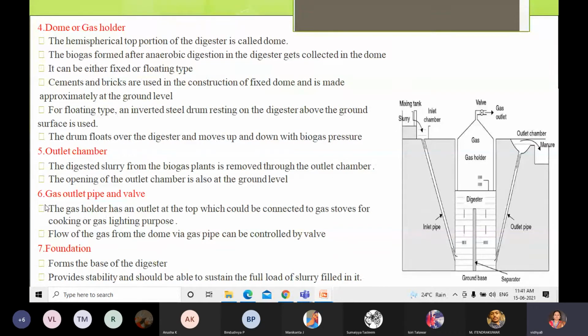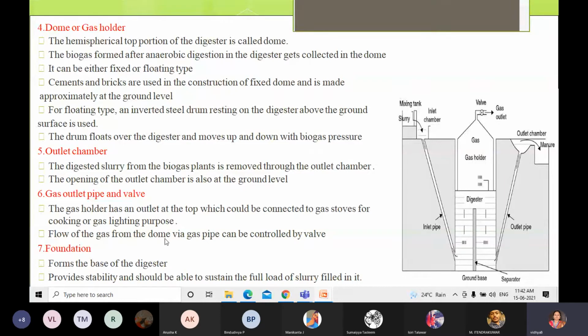Okay, next is the gas outlet pipe and valve. The gas holder has an outlet at the top which could be connected to a gas stove for cooking or gas lighting purposes. This is the valve we can observe, I think. Okay, this is the gas outlet. We can turn it on like this. We can control the gas holder, and it can be connected to stoves for cooking or gas lighting purposes.